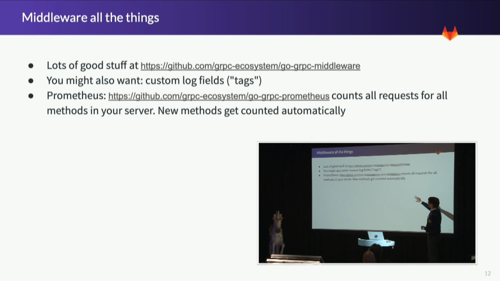Also very nice is they have a Prometheus library, so you can make dashboards with your request rates and your error rates. And one of the nice things about that is that it uses a kind of introspection. So you put that into your server once, and if you define new methods in your gRPC interface, you don't have to update your Prometheus counters. They just get added automatically at runtime.